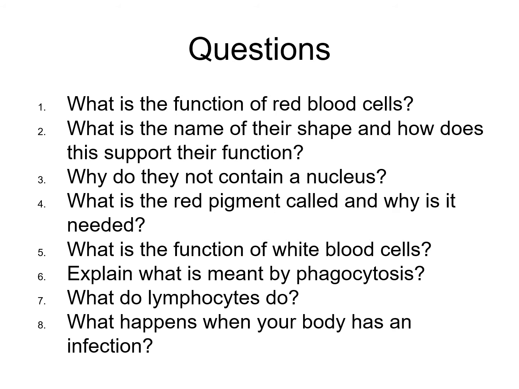Number one, what's the function of red blood cells? Number two, what's the name of their shape and how does this support their function? Number three, why do they not contain a nucleus? Number four, what is the red pigment called and why is it needed? Number five, what is the function of white blood cells? Number six, explain what is meant by phagocytosis. Number seven, what do lymphocytes do? And number eight, what happens when your body has an infection?